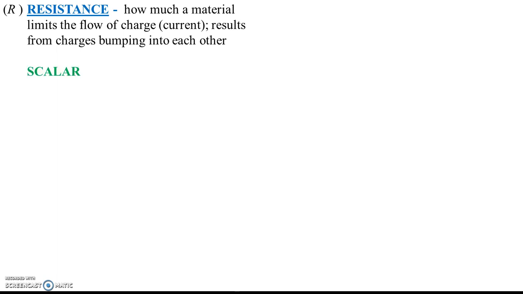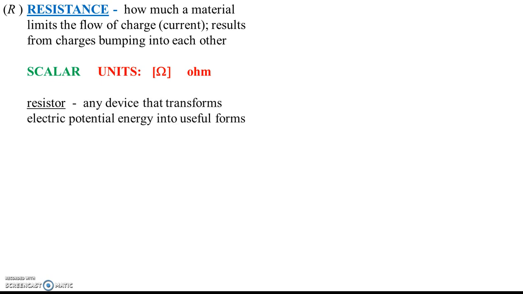Resistance is a scalar quantity, and some of you may know the unit for resistance is the ohm, O-H-M. That's the Greek letter omega, but we say it's the ohm. Okay, so just like the capacitor in a circuit has capacitance, the resistor in a circuit has resistance. We'll make sure we're using our terms properly. So the resistor is the thing with resistance. We define it as any device that transforms electric potential energy into something else, something that's useful.